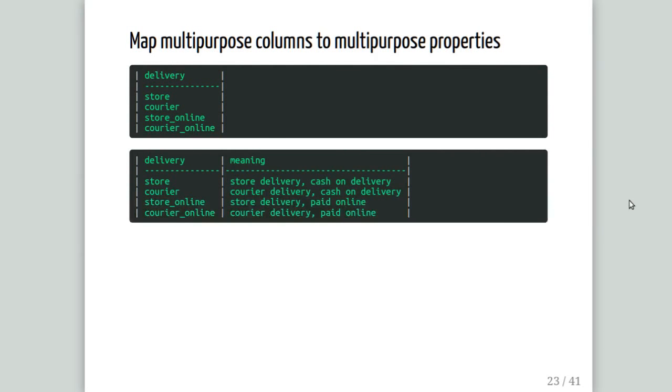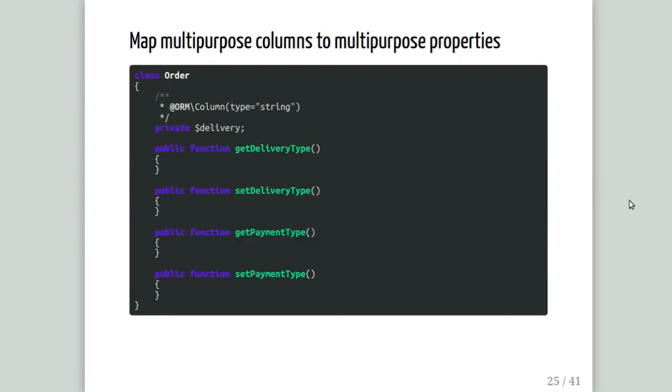let's move on. So after next step, looking at the data, we find out what store means and each value on this table. And we go next to the mapping. So although I have a single column, there is nothing stopping me from exposing this column as two concepts in my entity. So I have a method get delivery type. I have another method get payment type. Nobody knows that I am doing this hack and storing them in the same column.